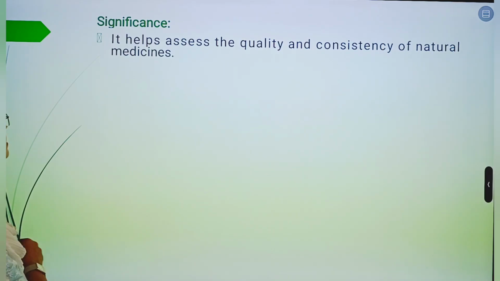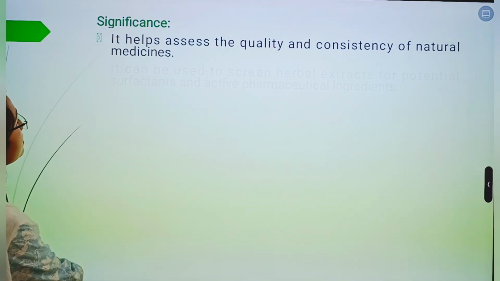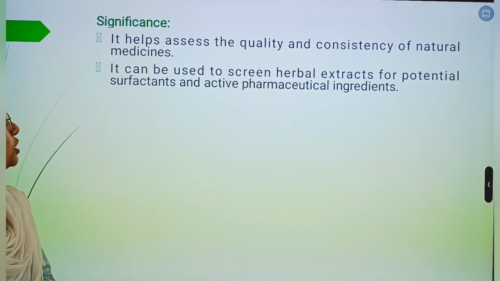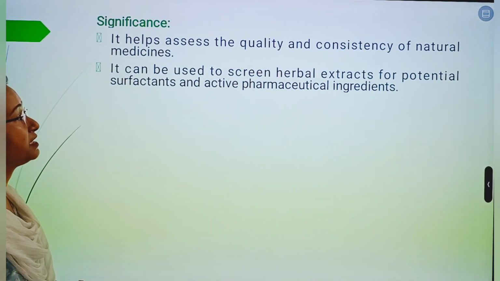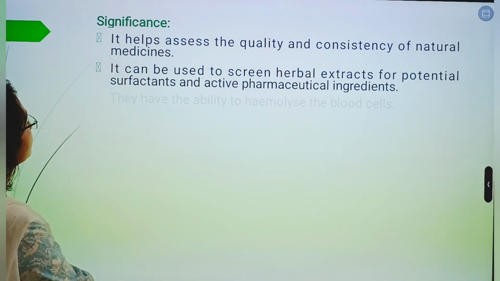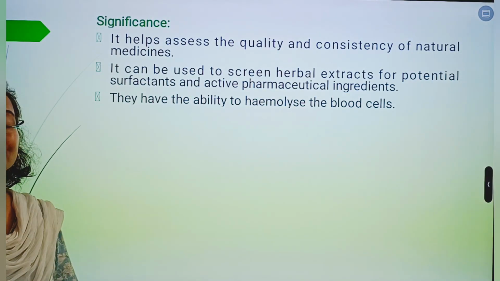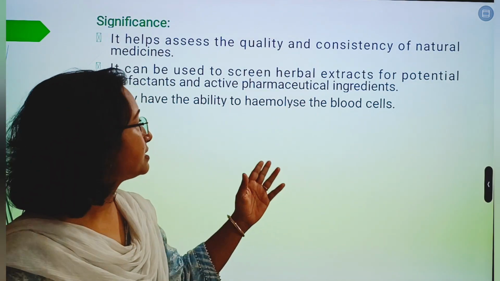Significance of the foaming index. It helps to assess the quality and consistency of natural medicines. It can be used to screen the herbal extract for potential surfactants and active pharmaceutical ingredients. They have the ability to hemolyze the blood cells.